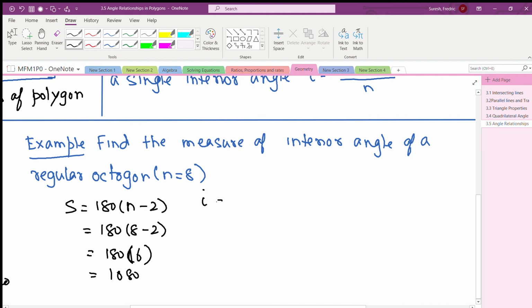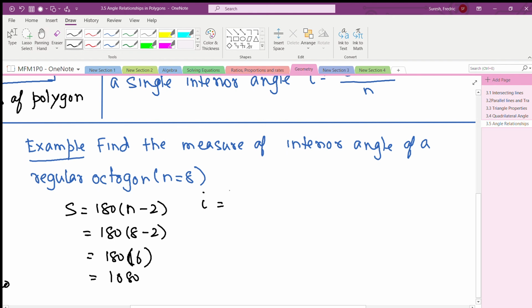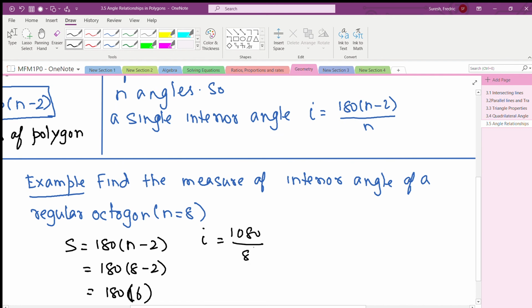If I want to find one angle, we have a formula here. You can see the formula is: if you take the sum, which is this numerator, and divide by the number of sides, in this case 8, so we have the sum as 1080, and we divide that by 8, which is the number of sides. When we do that, we get 135. That is the measure of each of the interior angles of a regular octagon.